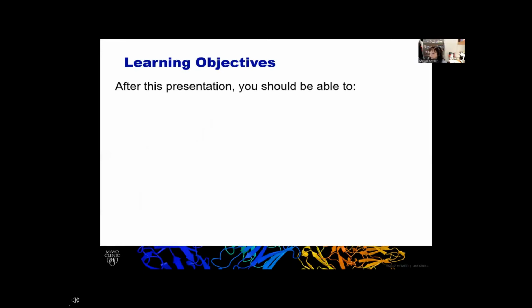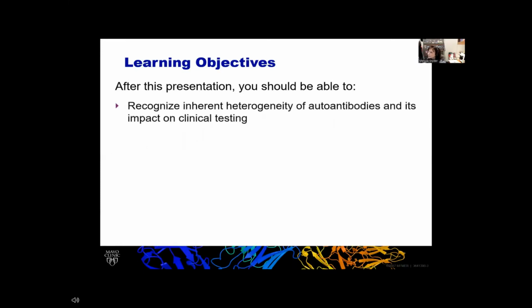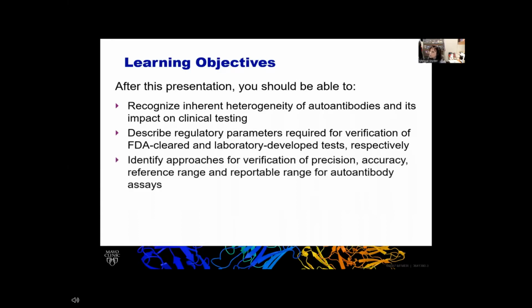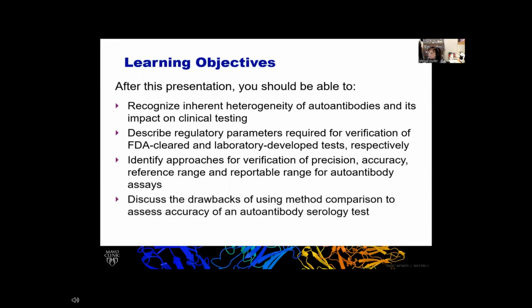The learning objectives for this presentation are, one, to be able to recognize the inherent heterogeneity of autoantibodies and the impact this has on clinical testing. We're going to be able to describe the regulatory parameters that are needed for verification of FDA-cleared and laboratory-developed tests. We're going to look at specific approaches on how you might verify these different parameters specifically for autoantibody assays. And lastly, we'll talk a little bit about the drawbacks of using method comparison to assess accuracy for autoantibody serology testing.